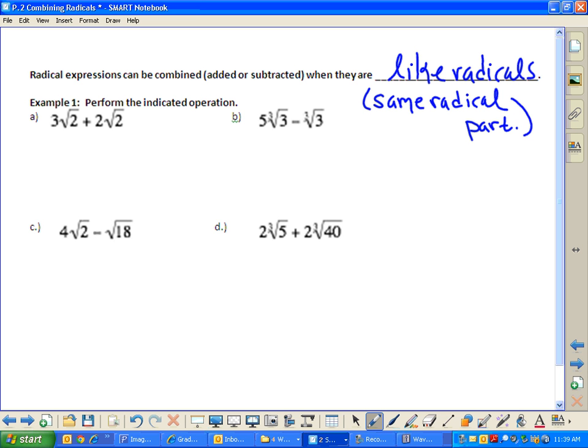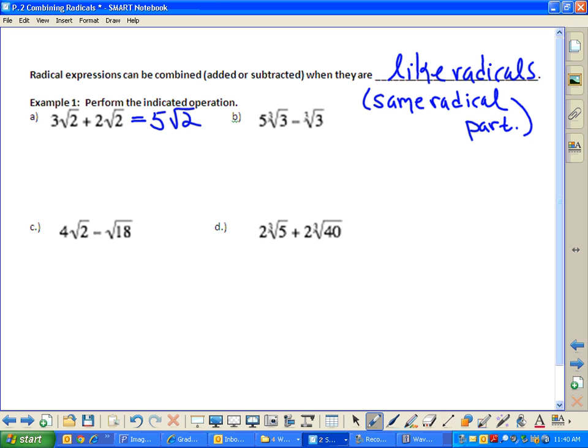Ideas on that? Yeah, very good. 5 square roots of 2. Square root of 2, again, behaves a lot like x. We might not know exactly what that value is. So adding 3 root 2 to 2 root 2 is a lot like adding 3x to 2x. You'd get 5x. But in this case, it's 5 square roots of 2.